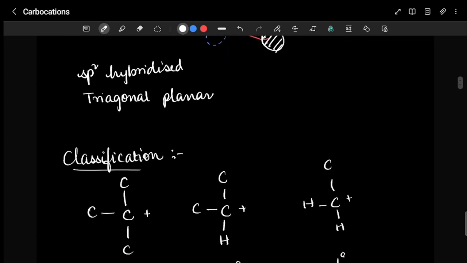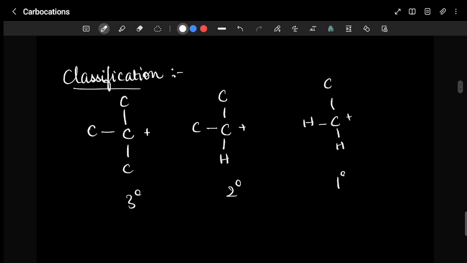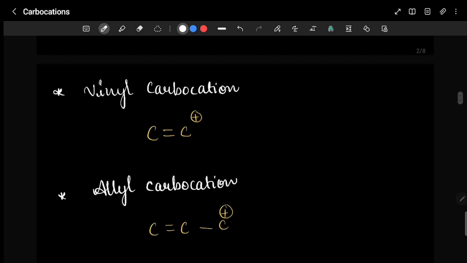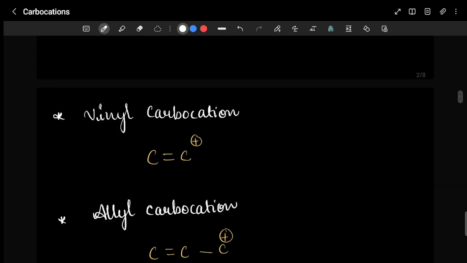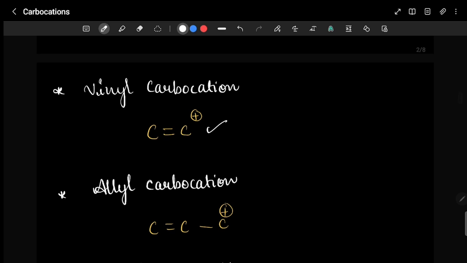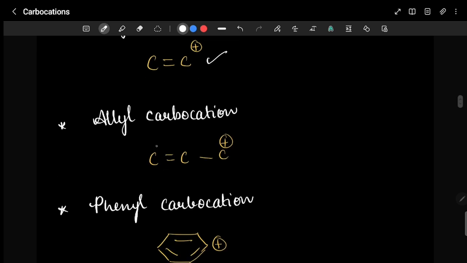Let's see some classifications in carbocations. We have 3-degree carbocation, 2-degree carbocation, 1-degree carbocation. Similarly, the carbocation is connected to 3 carbon atoms, 2 carbon atoms, and 1 carbon atom. Another type of carbocations we have is vinyl carbocation. Vinyl is when you have a double bond. When you have a double bond and you are discussing something on the double bonded carbon, that is called vinyl. So we have vinyl carbocation, which means this. Allyl carbocation, which means after vinyl.